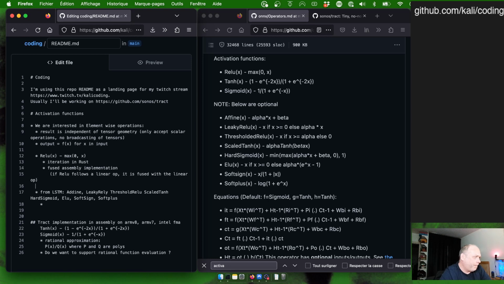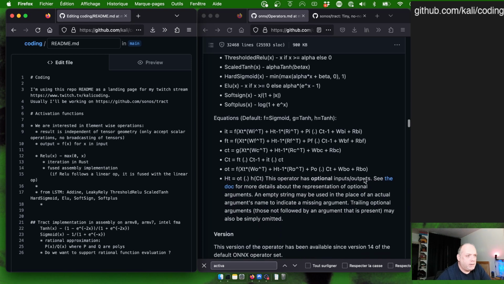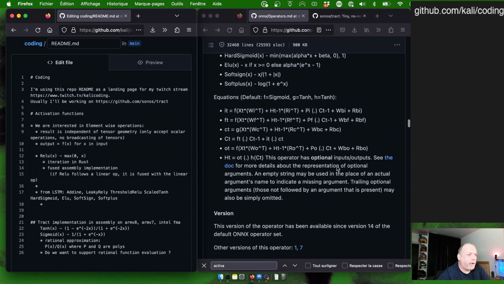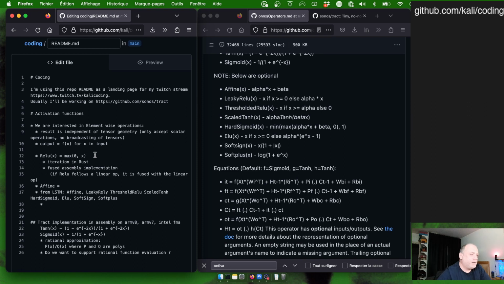So now let's see. We have more. Actually, I will put some definitions because I need them somewhere. So affine is alpha x plus beta.